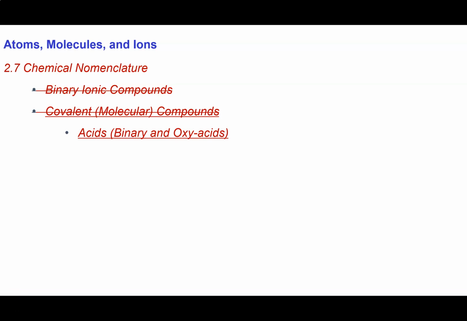The final video for section 2.7 is concerned with naming a special class of covalent or molecular compounds that are referred to as acids. We're going to learn how to name two different types of acids: binary acids, and also what are referred to as oxy, or sometimes oxo, acids.